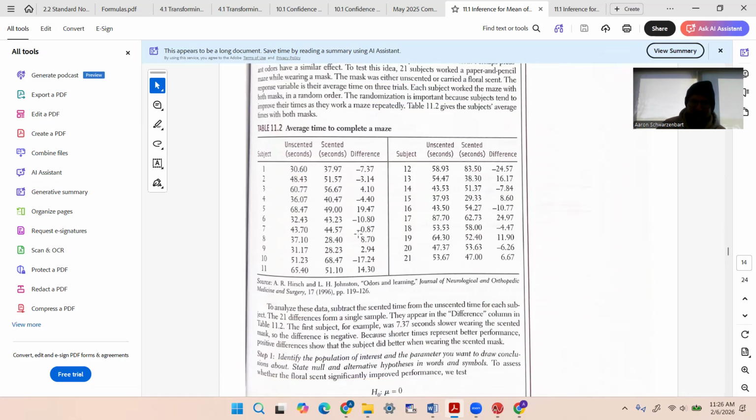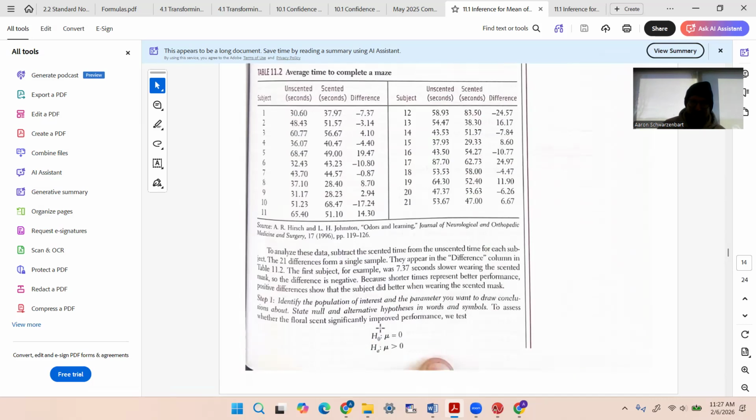Okay. The key thing here is the difference column. We don't know, but this one with a negative difference probably did scented first and then unscented. But we could assume that maybe there's a difference because even though they did scented first, it helped them be better and they didn't go as much faster. So the slower times are probably scented, and because it's randomized, you should have half that are faster and half that are slower. Okay. So identify the population of interest.